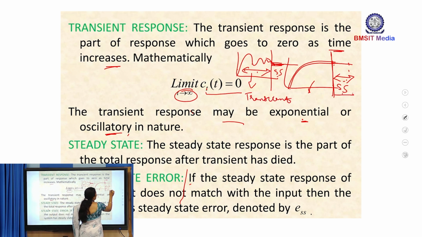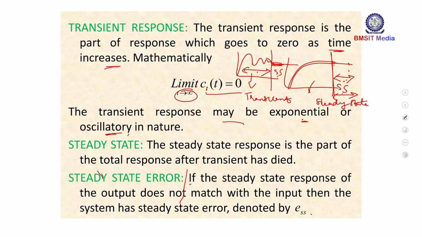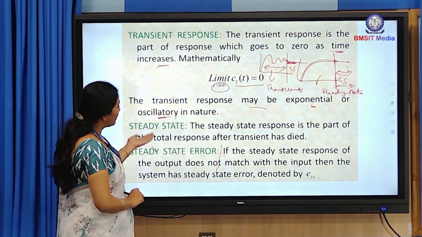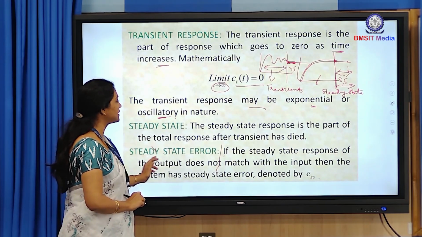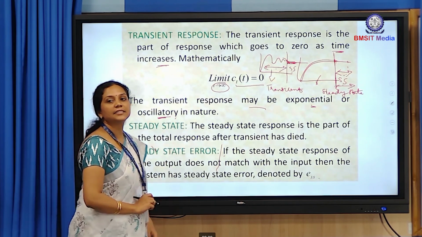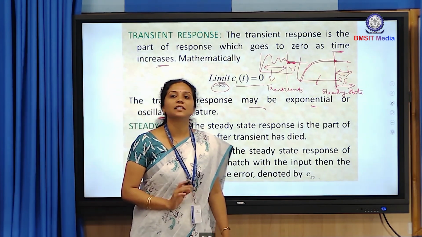And whatever this part is there, this is called the steady state part. With this steady state, there is an additional term which is called the steady state error. What is this steady state error? All of us know what an error is.